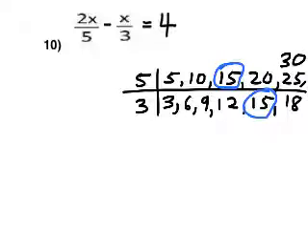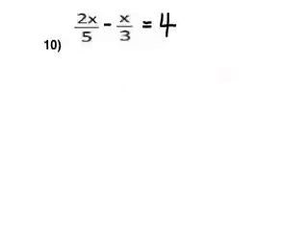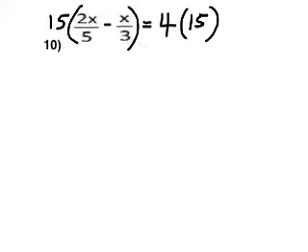We would eventually get to 30 here in the 3's, but we're talking about the least common denominator because the least common denominator causes the least amount of trouble. So we're going to go with 15. So we'll multiply 15 times both sides of our equation. 15 times this side, 15 times this side. Okay, and now we can take each of these problems and do them separately.